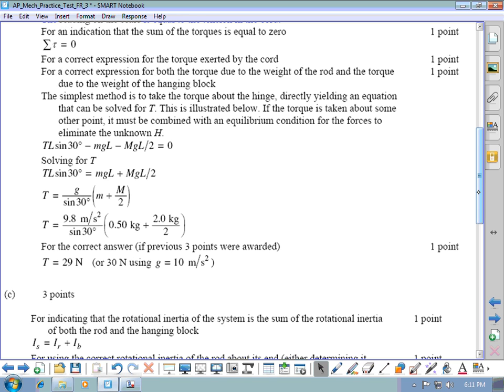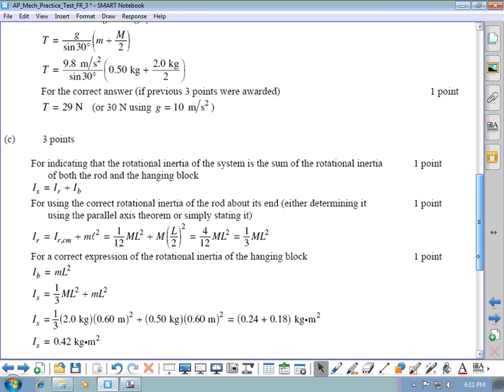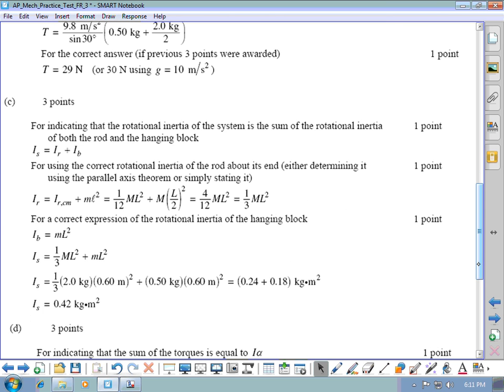Part C, finding the rotational inertia. It was 1 point for showing or explaining that the rotational inertia was going to be the rotational inertia of the rod plus the rotational inertia of the block. If you had no idea how to calculate that, but you realized that you had to find those two rotational inertias and add those together, write that down. Write down that I total equals I rod plus I block. That would give you one of those 3 points.